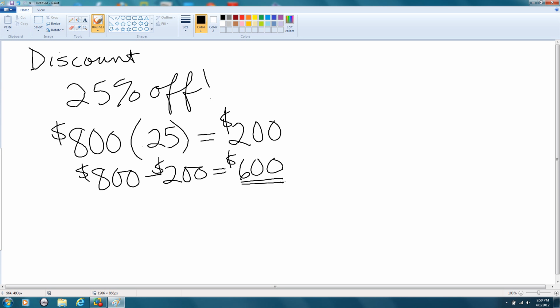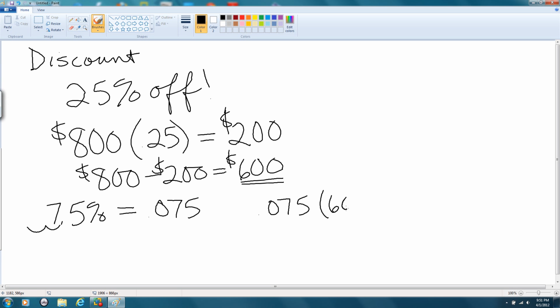So let's say the sales tax is 7.5%, which is a common sales tax or something around there. We're going to make that into a decimal. So we move it two places to the left, I'm sorry, and we get 0.075. So 7.5% is equal to 0.075. If we take 0.075 times 600, that's going to give us the amount of the tax.